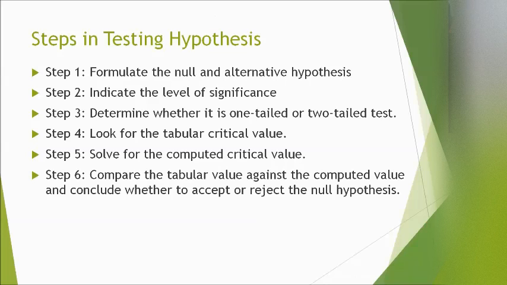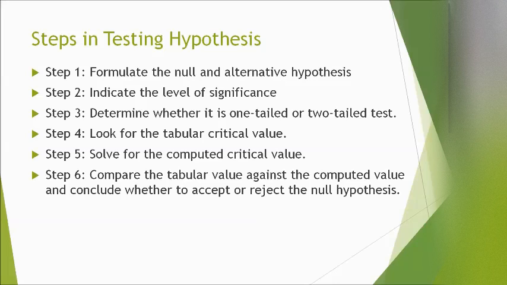Okay, now we have to discuss the 6 steps in testing the hypothesis. Step 1, formulate the null and alternative hypothesis. Step 2, indicate the level of significance. Step 3, determine whether it is one-tailed or two-tailed. Step 4, look for the tabular or critical value. Step 5, solve for the computed value. Step 6, compare the tabular value against the computed value and conclude whether to accept or reject the null hypothesis.